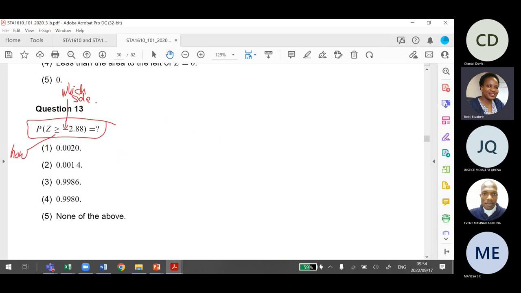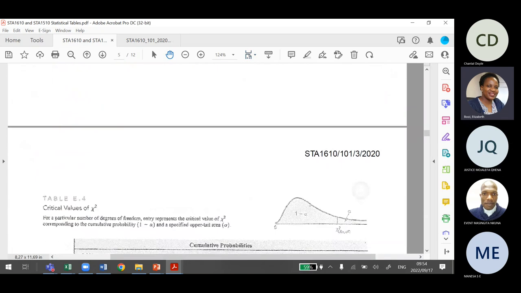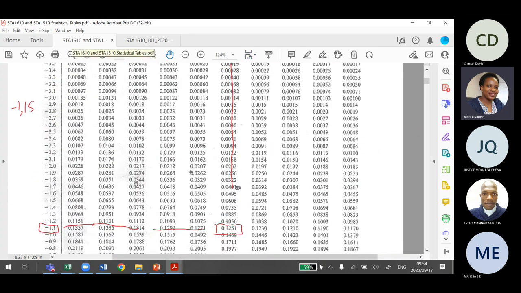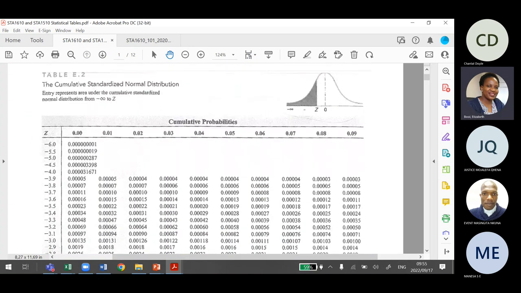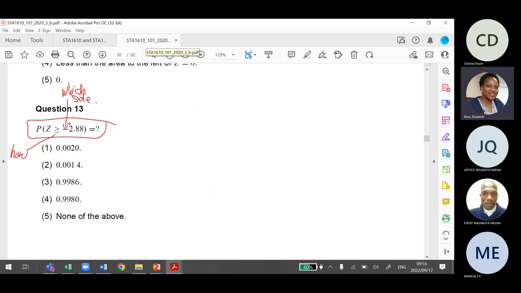So let's look at that. Which side? The negative tells us which side. We need to go to the normal distribution table, which is called the cumulative standardized normal distribution. I guess you all have the same table. If it just says standard normal distribution table, don't use that one, because it's not the same as this. It needs to say cumulative. Okay, so now we know that we need to be on the negative side.